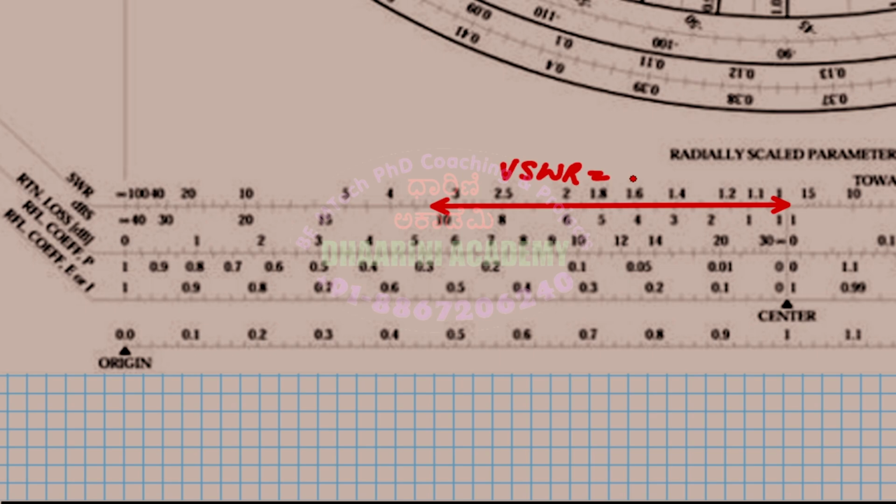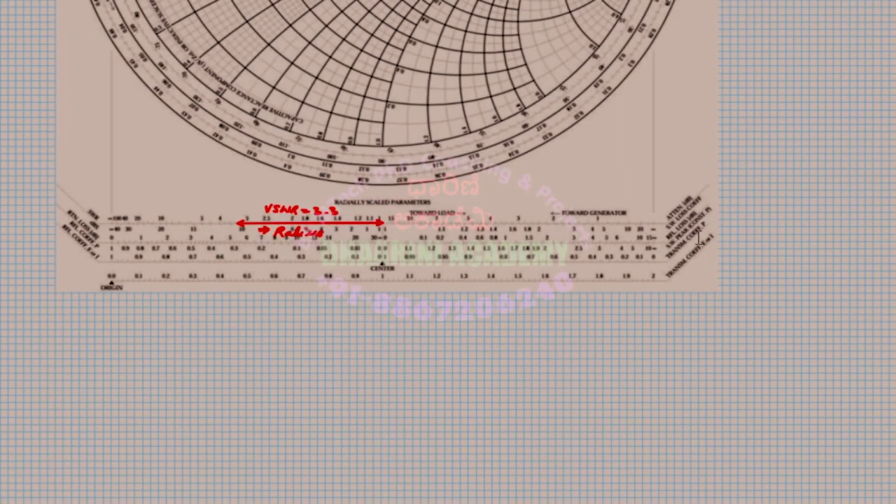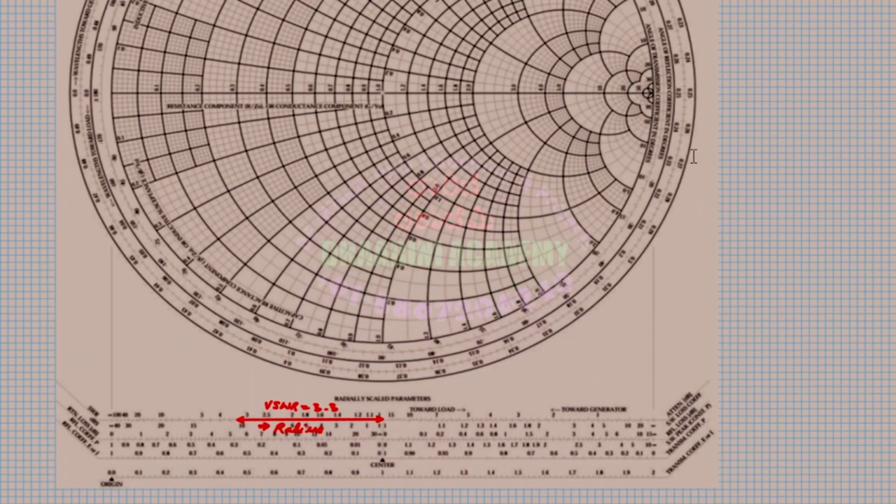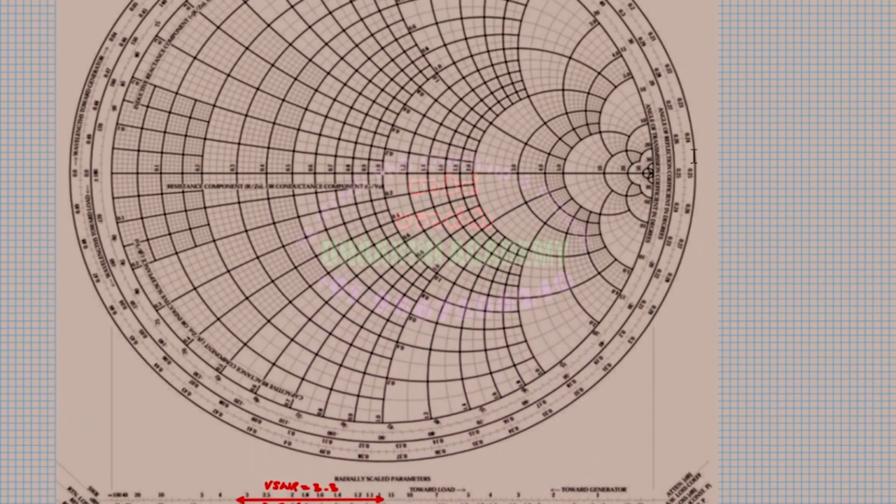VSWR equals 3.3 given. I'll measure, and this is my radius. Correct? Previously we did the reverse. We had a radius and we measured the VSWR. Are you okay? So take this as a radius. Take this much radius and draw a circle on the Smith chart, keeping the center at the center.